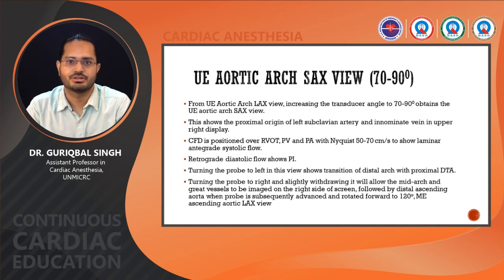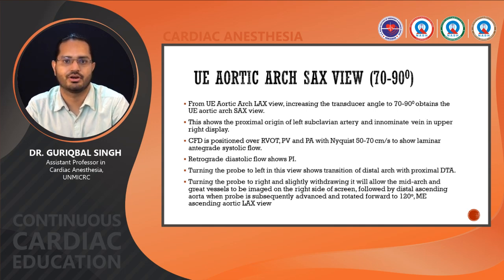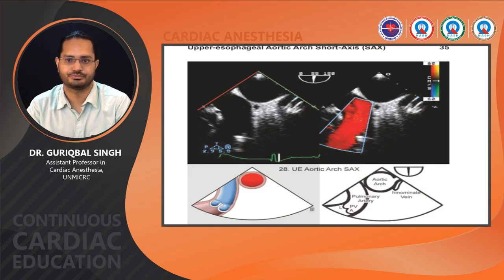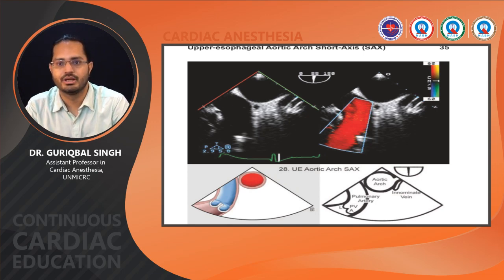Then coming to the upper esophageal aortic arch short axis view, we get it at 70 to 90 degrees. From the upper esophageal aortic arch long axis view, if we increase the angle to 70 to 90 degrees, we'll get the upper esophageal aortic arch short axis view. This will also show the proximal origin of the left subclavian artery and the innominate vein in the right upper display. So this is the view which will show the RVOT, pulmonary valve, main pulmonary artery, and in the short axis we'll see the aortic arch and innominate vein.